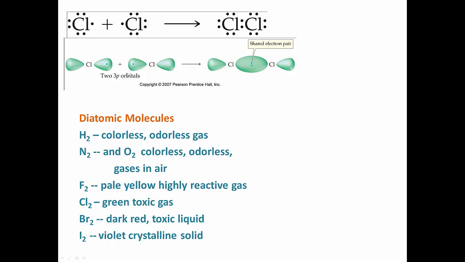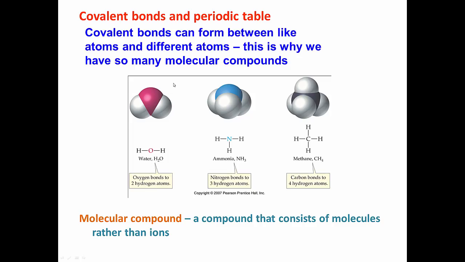When we have molecules like chlorine and bromine and hydrogen, we call them diatomic molecules. They have 2 atoms. So you should memorize these diatomic molecules. We have hydrogen, nitrogen, fluorine, chlorine, bromine, and iodine. So I will expect you to know the 7 diatomic molecules.